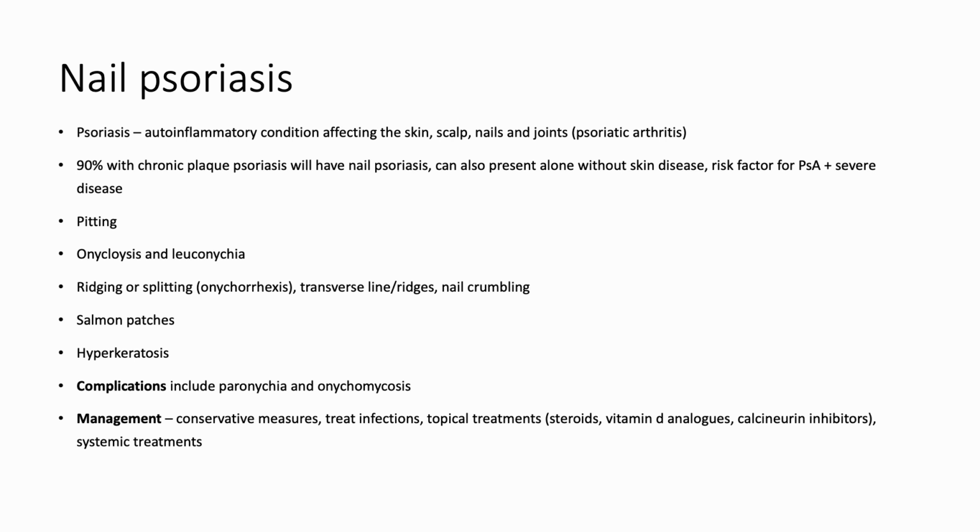The clinical features of nail psoriasis are pitting of the nails, onycholysis and nucleonychia, ridging or splitting of the nails, transverse or horizontal, which is known as onychorrhexis and Beau's lines, and nail crumbing as a more severe change. Oil drop sign and salmon patches are also seen, as well as subungual hyperkeratosis due to hyperproliferation of the underlying skin. Occasionally, there are splinter hemorrhages in the distal third of the nail plate.